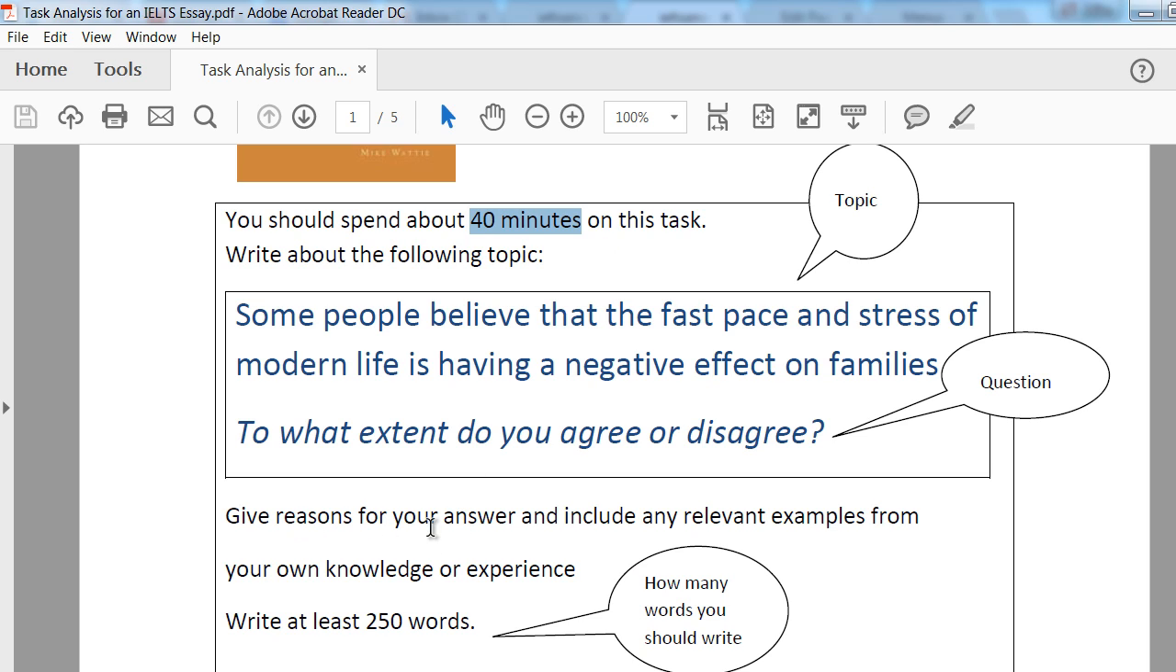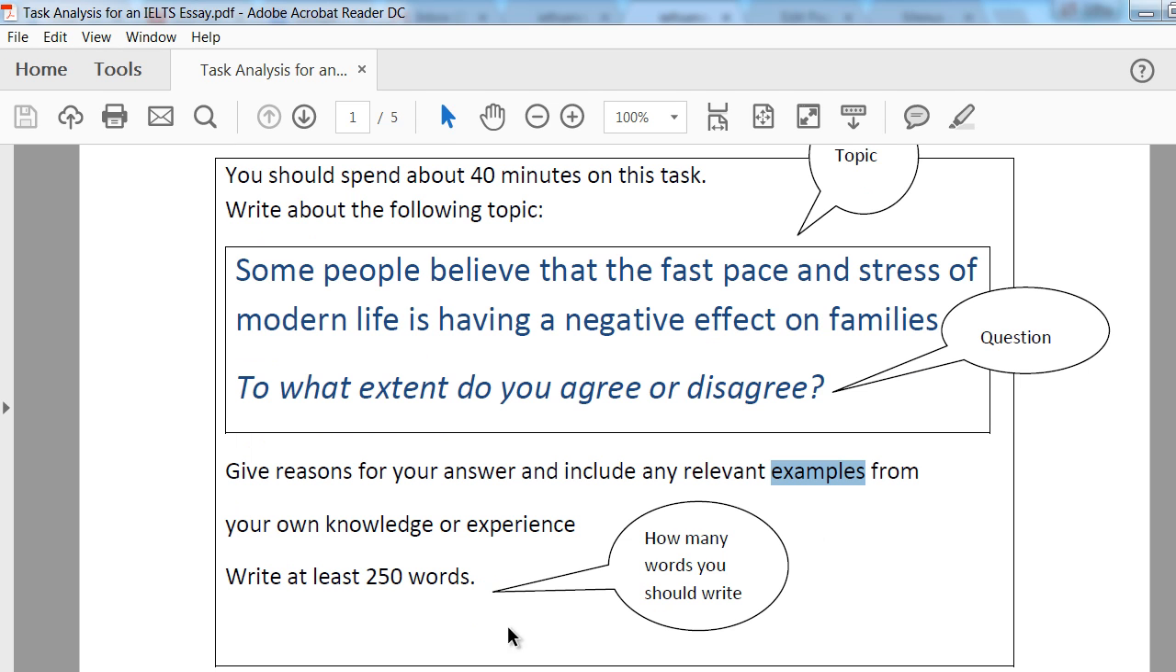You're always told to give reasons for your answer and include any relevant examples from your own knowledge or experience. You don't have to give examples, by the way. This is always there, so don't go into the test, read that, and think, gosh, I must give examples in this essay. It's not a requirement, but it is a way to support what you're writing in the essay.